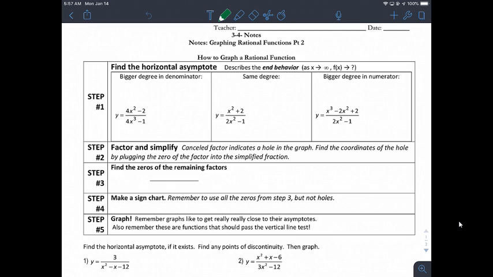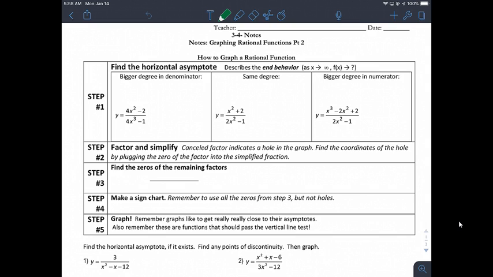It doesn't describe necessarily that your graph will never cross the asymptote, as I stated earlier. What it does state is that as your graph approaches infinity in the x direction, your y value is going to approach whatever this horizontal asymptote is, if it exists. There are 3 rules in order to find your horizontal asymptote, and there's 3 cases for those 3 rules.